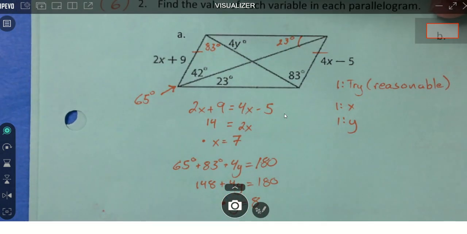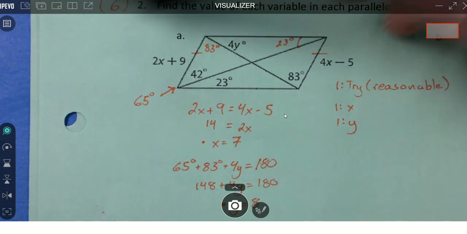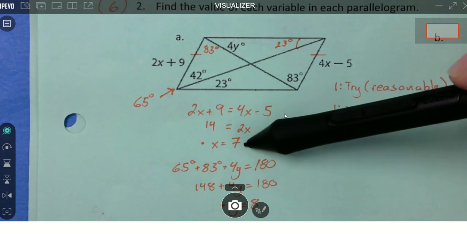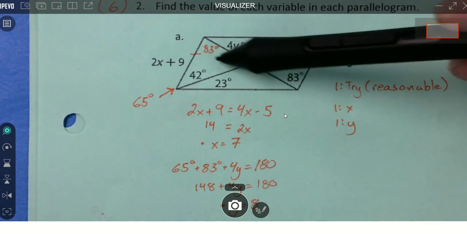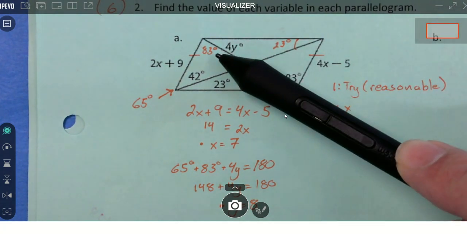This is a parallelogram, which means I know the opposite sides are what? They are congruent. Just set them equal. 2x plus 9 is equal to 4x minus 5. We get x equals 7. Now, for the y part, here's where y lives. My first question, how do I know that's 83 right there?